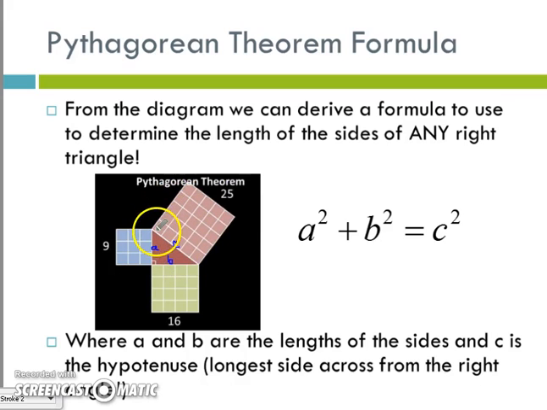And C is always going to be the longest side, and we call that side the hypotenuse. It is always across from the right angle. Hypotenuse is always the longest side and always across from that right angle.